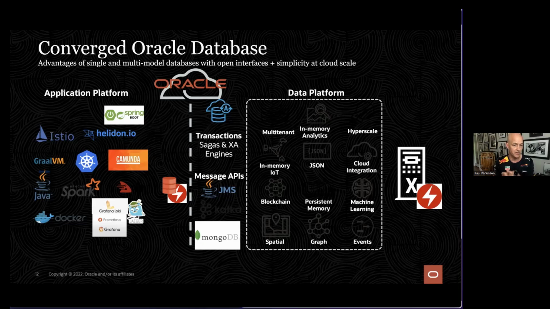So you get this converged solution, and you're accessing it through all those languages I mentioned earlier. It's open in that sense. It's accessible through all these CNCF technologies you see on the left here, but it even has compatibility with other vendor APIs such as Kafka and Mongo. So you can use Kafka and Mongo APIs to access the database. That's what we mean by converged.